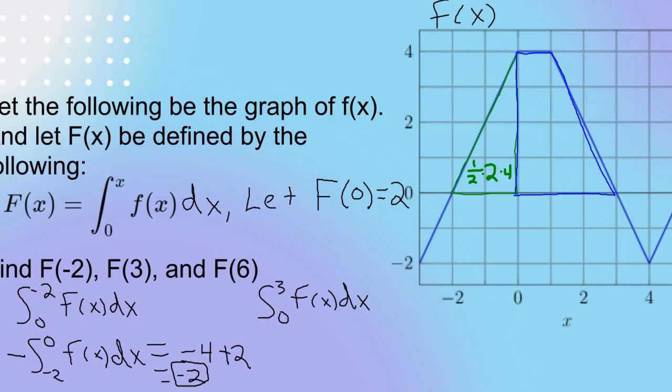Okay, so what's our base 1? 3. Okay. What's our base 2? 1. Okay. Divide by 2. Times height. So our height is 4. So what do we get there? 8. Yeah, we okay with that? But then what do we also have to do since we had an f of 0 there? Plus 2. Because we have to take care of our initial condition. So we get 10.